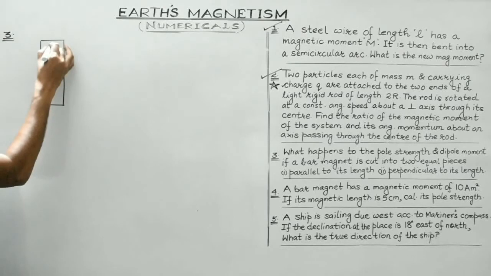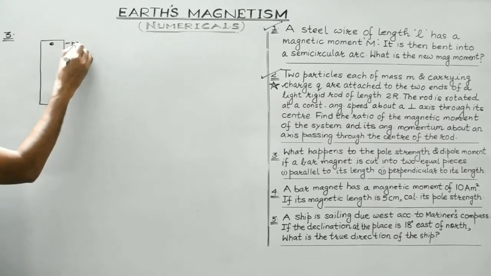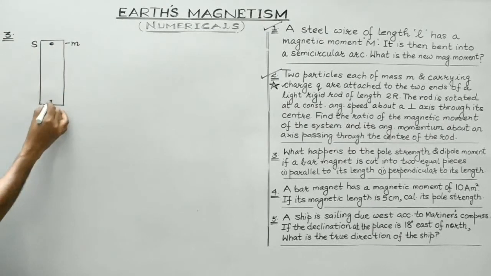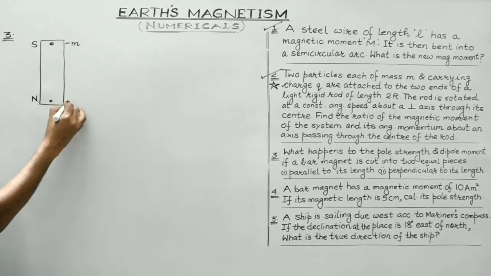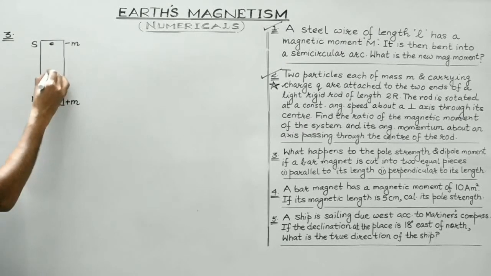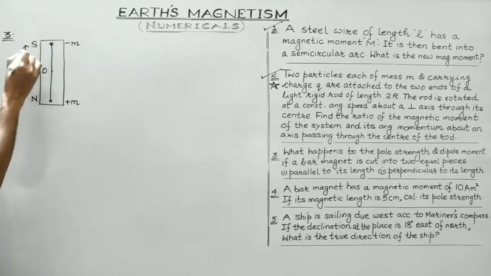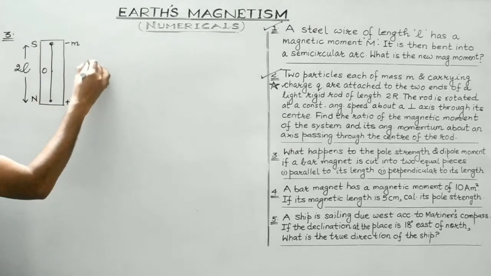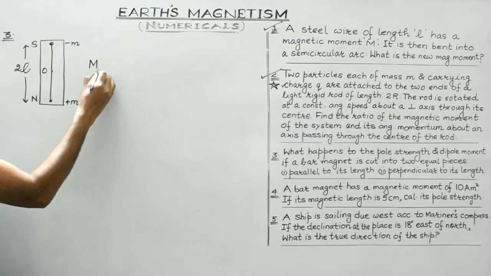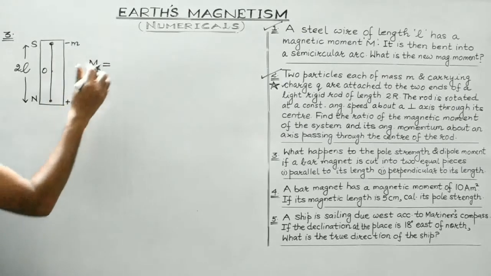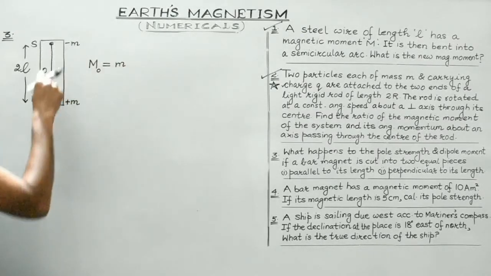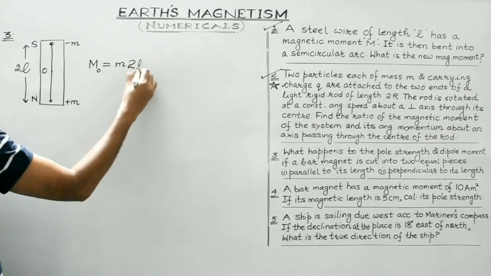Let us consider its pole strength is minus m for the south pole, and for the north pole we represent its pole strength by plus m. This is the center of the dipole, and suppose 2L is its length. So what will be the magnetic moment of the original one? Original magnetic moment would be the product of the magnitude of either of the pole strengths and the distance between them, 2L.